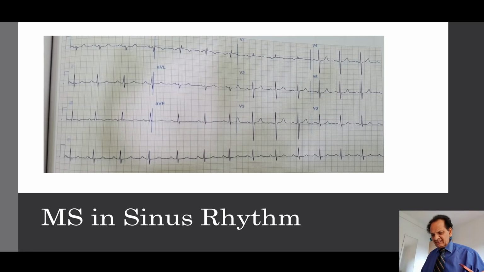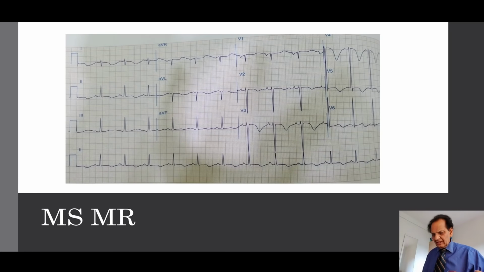Mitral stenosis in sinus rhythm, rarely seen, but you can see the left atrial enlargement here, a good one. This is a case of mitral stenosis, and when the patient is in sinus rhythm, it's very well seen that the left atrial enlargement is there. MS and MR both: left atrial enlargement as well as left ventricular hypertrophy. This is also important, a double disease of the mitral valve.